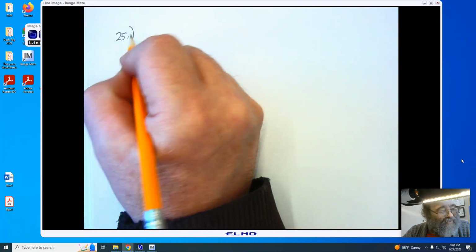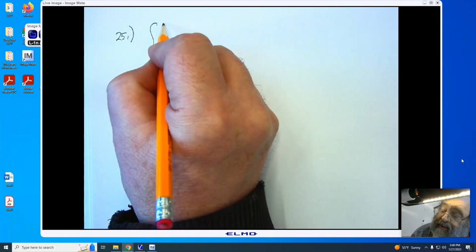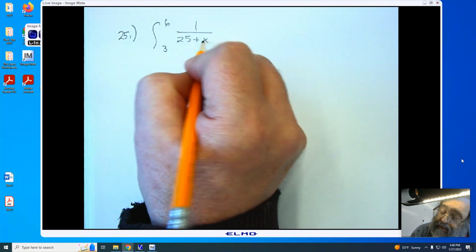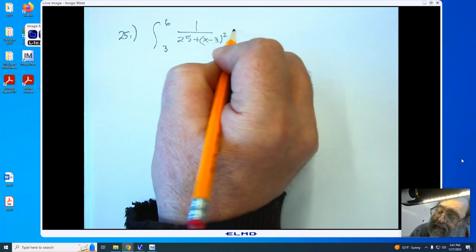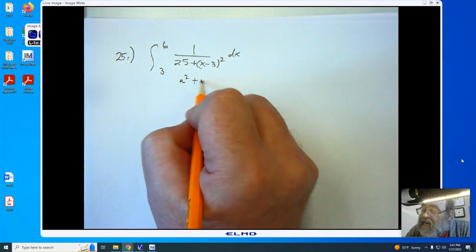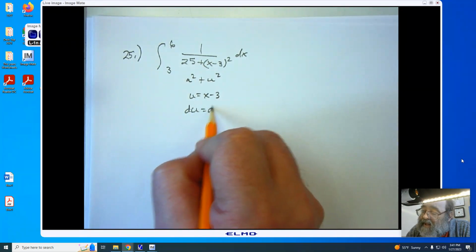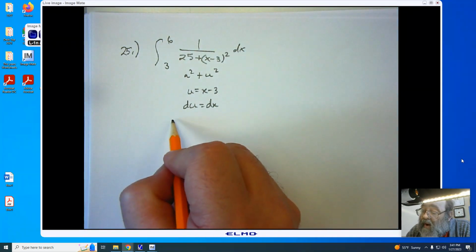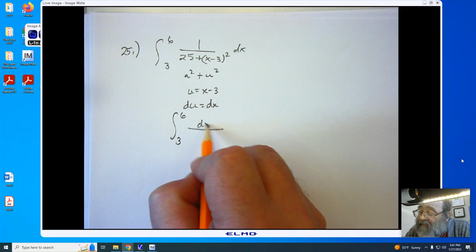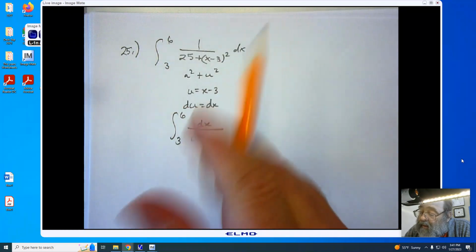Here we go. Number 25, we are specifically looking at the integration from 3 to 6, and I have 1 over 25 plus x minus 3, the quantity squared, dx. As we saw before, we're looking at our pattern, a squared plus u squared. We are saying that u is x minus 3, and we are saying that du is dx. That being the case, I know that I'm looking at 3 to 6, the integration. I have a dx on top, and I have 5 squared plus u squared.